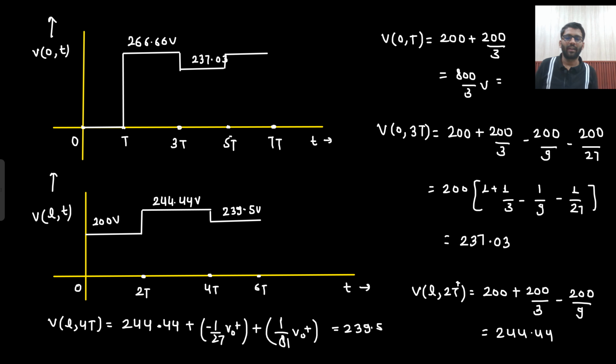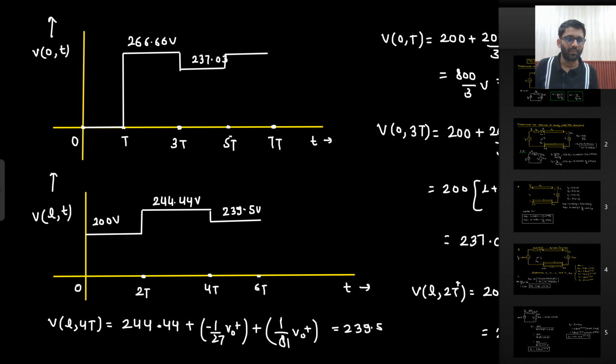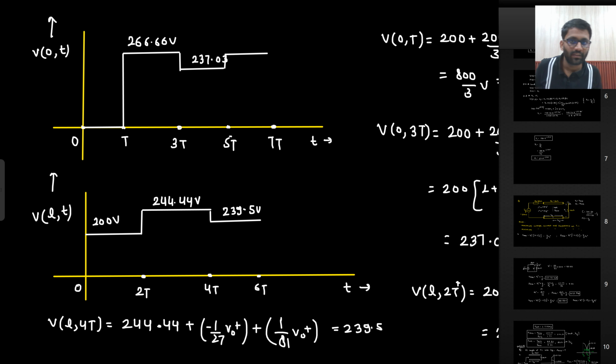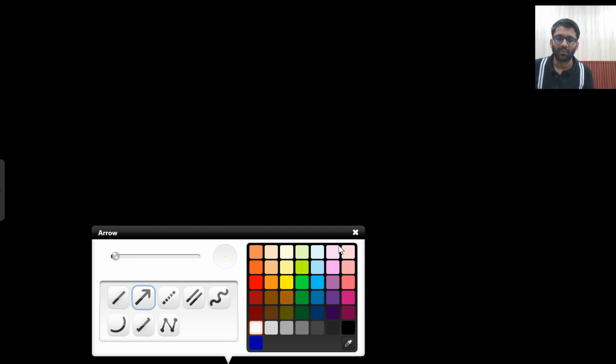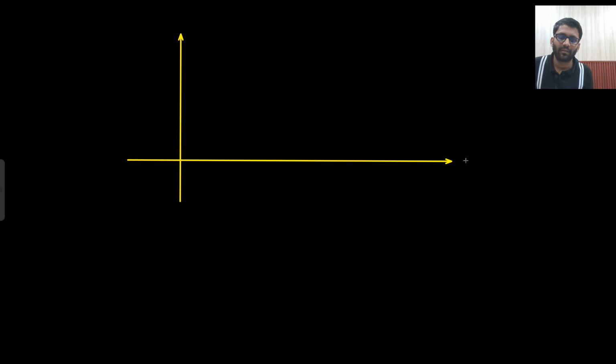One more is left, at L by 2. So let's draw at L by 2, but for that I need to add a page. I need to draw the voltage at L by 2 with respect to time t.